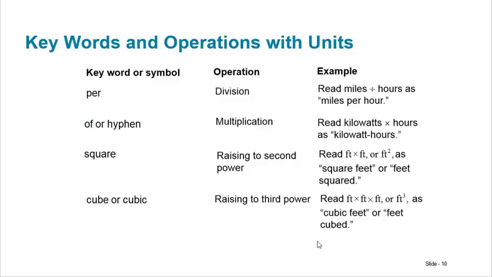So this brings us to this idea of being able to translate math with certain words. Per is always going to mean division, right? So miles per hour is always miles over hour, right? Of or hyphen is multiplication. So kilowatt hours, right, is kilowatts times hours. Square obviously means raising to the second power. So feet times feet is feet squared.